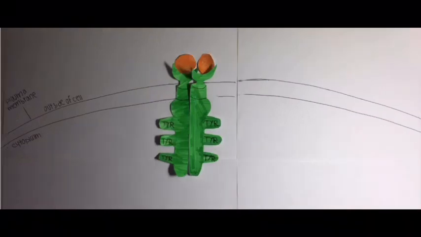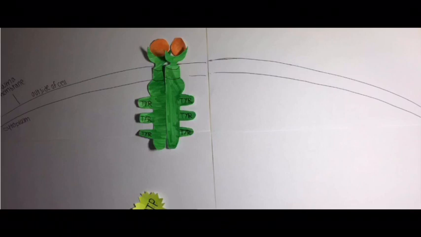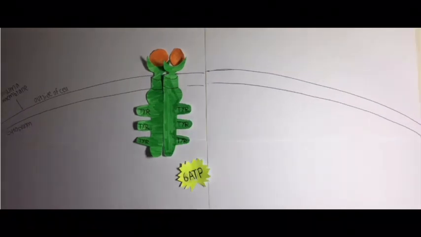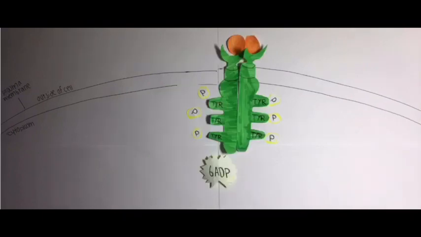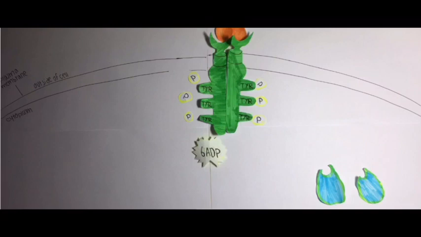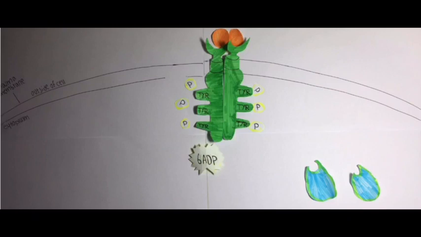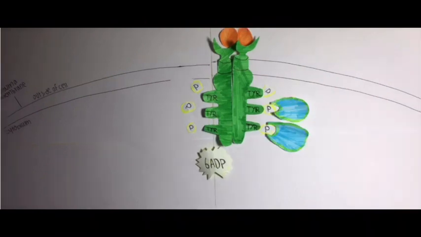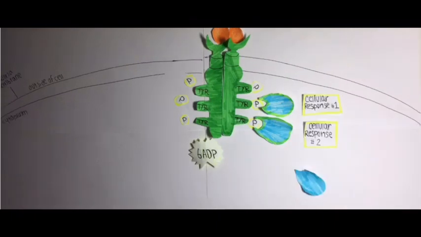So then once they're connected, an ATP is going to come in, and then it's going to phosphorylate the dimer, and it's going to become a fully activated receptor tyrosine kinase. And then after that, the relay proteins are going to come in. Then they're going to connect to the phosphates and become activated relay proteins. And then those two will form cellular response 1 and 2.